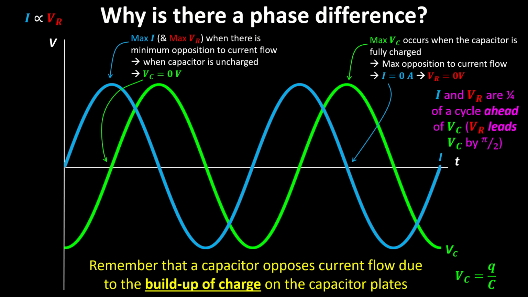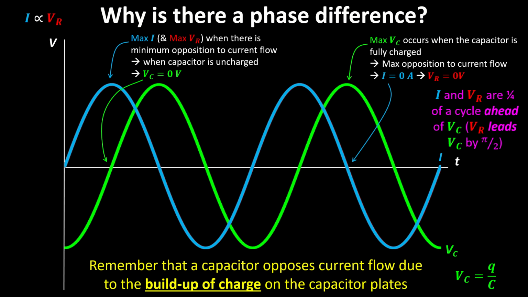So current and resistor voltage, remember they are in phase. They are both a quarter of a cycle ahead of the capacitor voltage. The resistor voltage leads VC. Now, on these graphs, sometimes this can be a little bit misleading. People will look at a graph like this and think that the green one is ahead because it's further to the right. People tend to think of this as a set of waves moving from left to right, and the green one's in front.